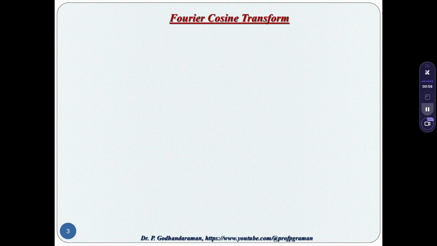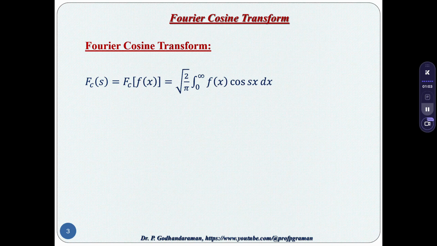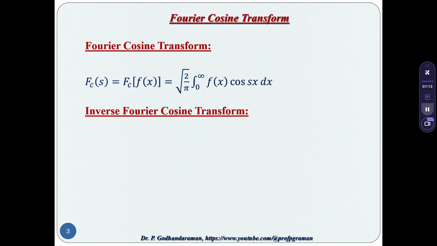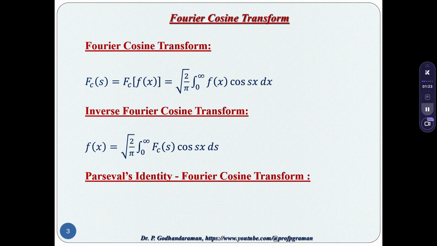Fourier cosine transform: we use the notation Fc(s) or Fc[f(x)], which is equal to square root of 2 by pi, integration from 0 to infinity of f(x) cos(sx) dx. The inverse Fourier cosine transform: f(x) is equal to square root of 2 by pi, integration from 0 to infinity of Fc(s) cos(sx) ds. Parseval's identity for the Fourier cosine transform: integration from 0 to infinity of |f(x)|^2 dx is equal to integration from 0 to infinity of |Fc(s)|^2 ds.